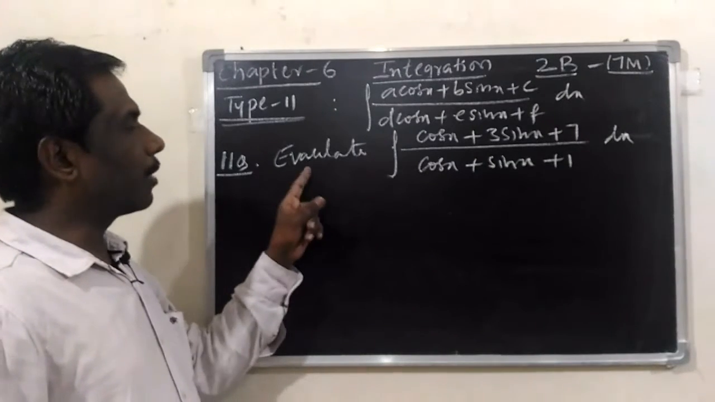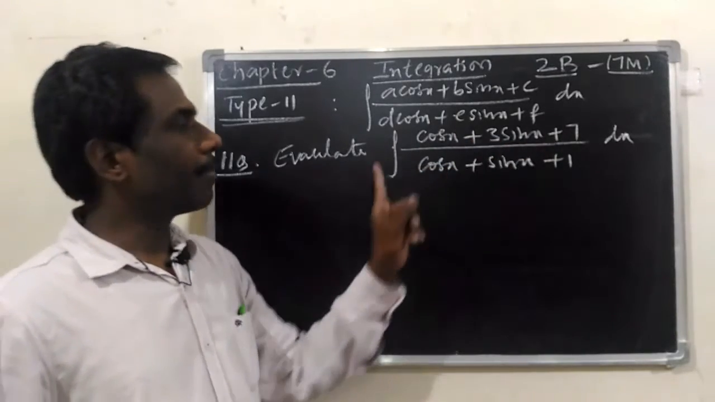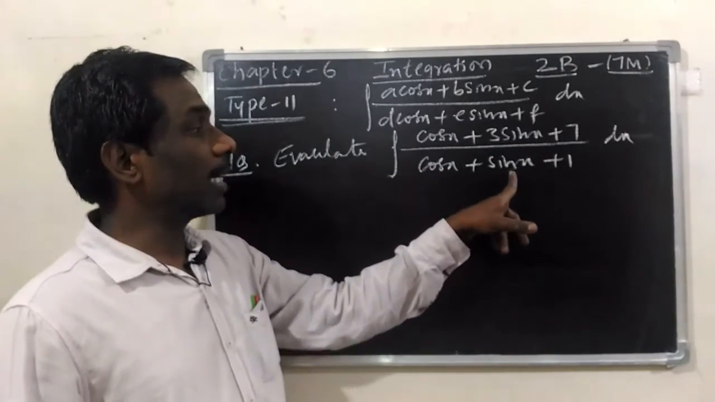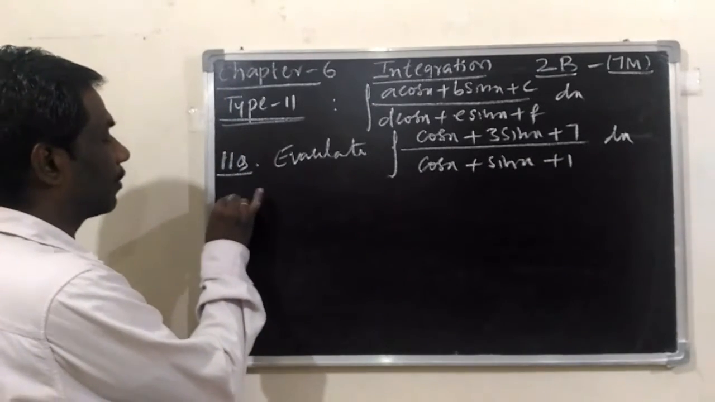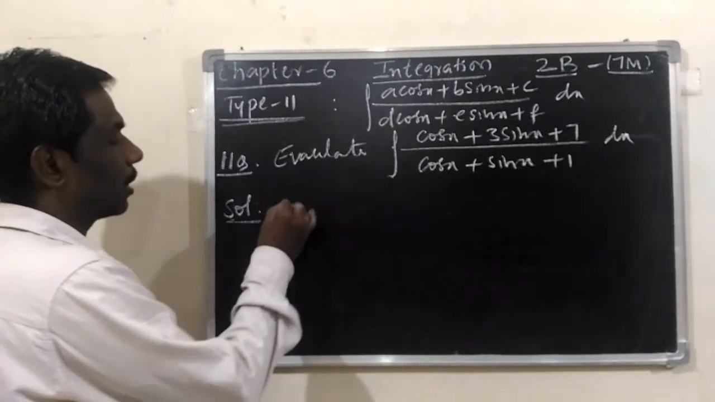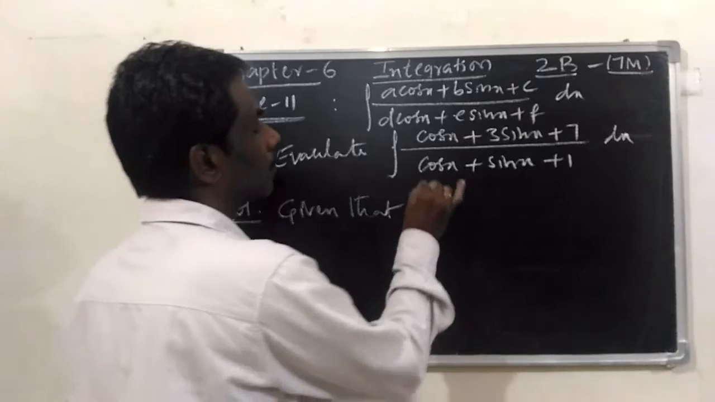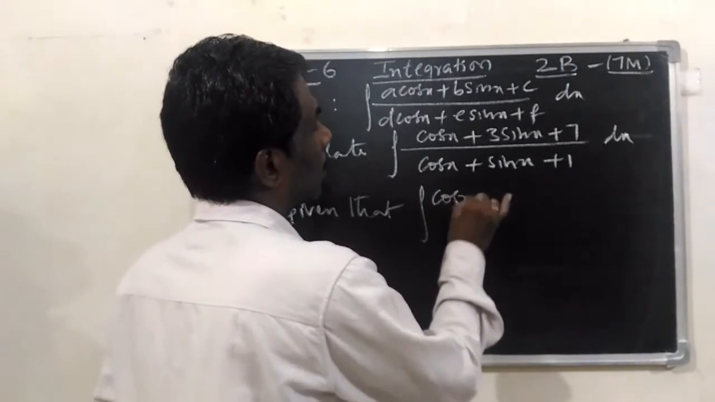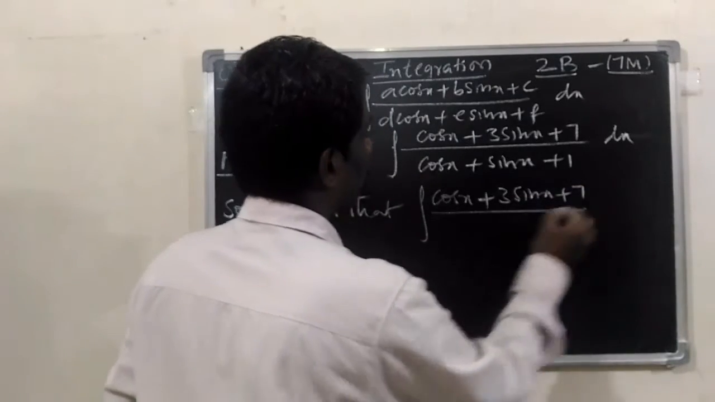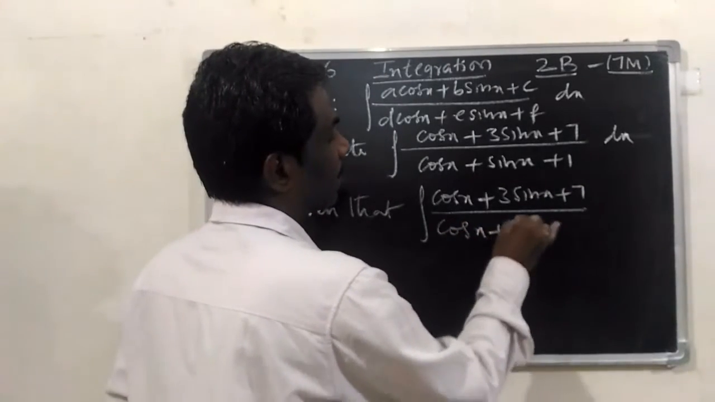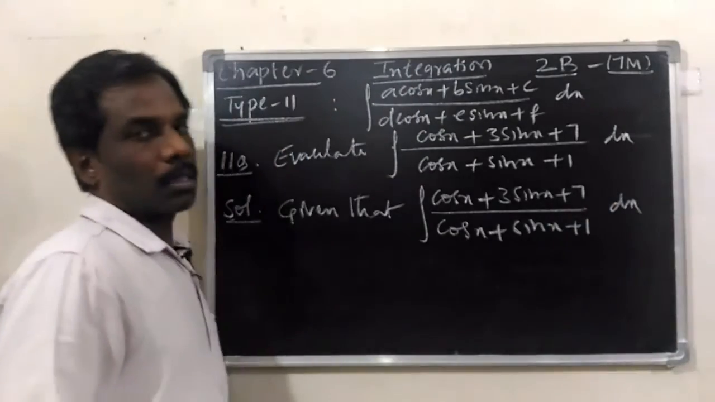11th question. Evaluate integral (cos x plus 3 sin x plus 7) by (cos x plus sin x plus 1) into dx. Let us solve this problem. Solution. Given that integral (cos x plus 3 sin x plus 7) by (cos x plus sin x plus 1) into dx.